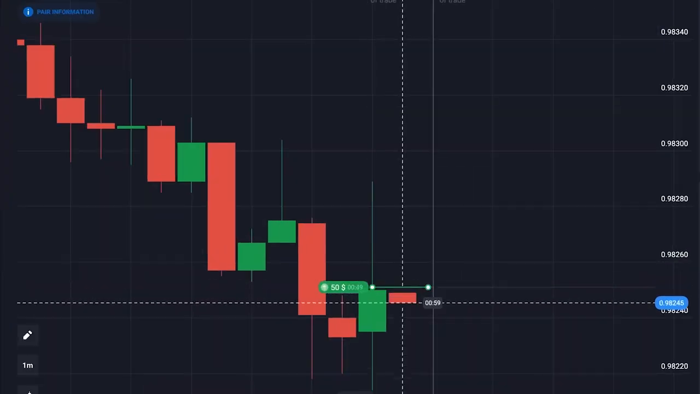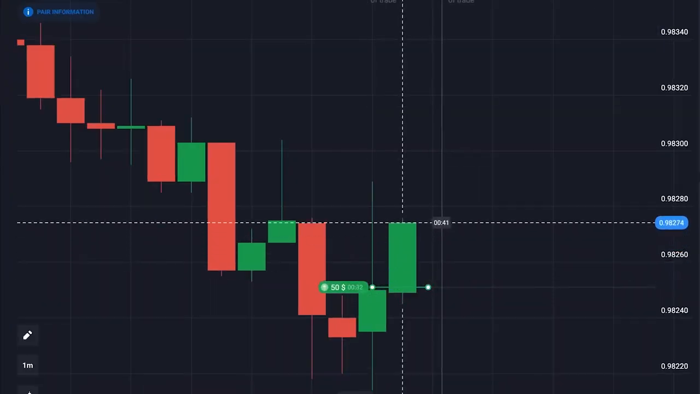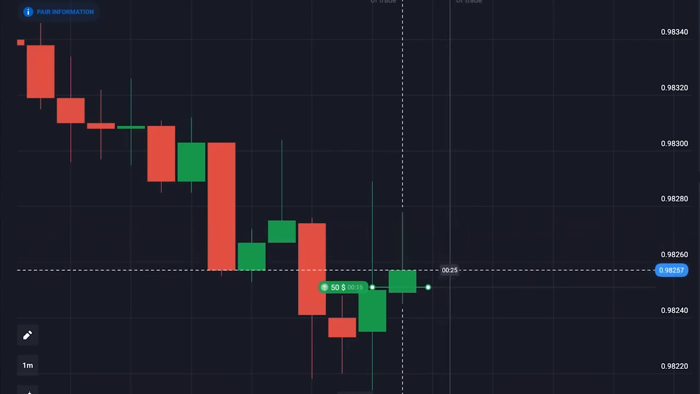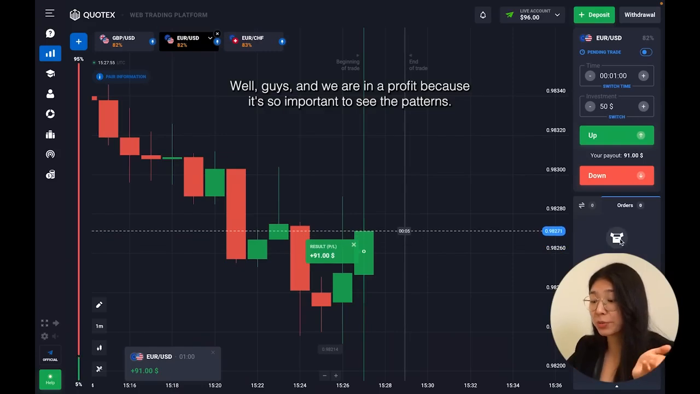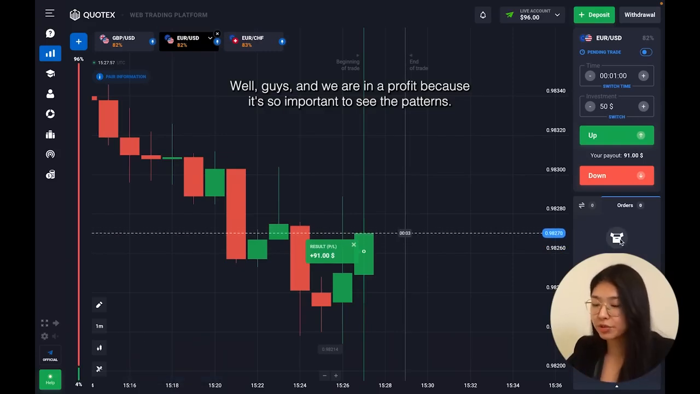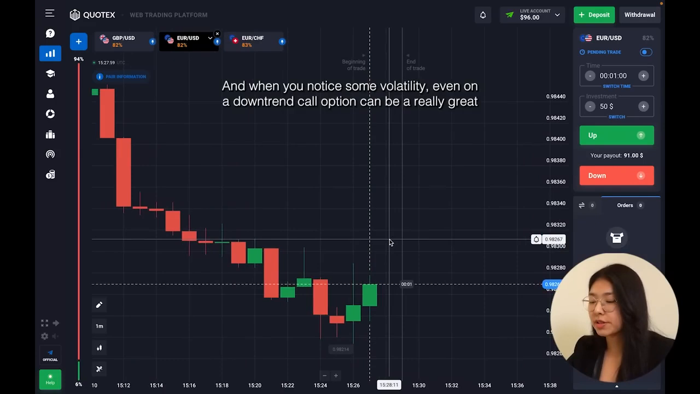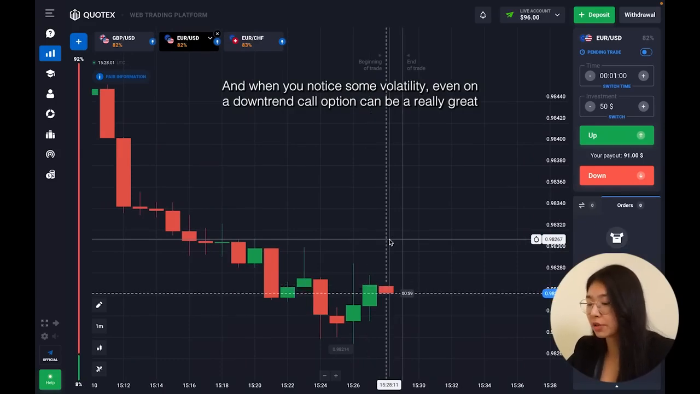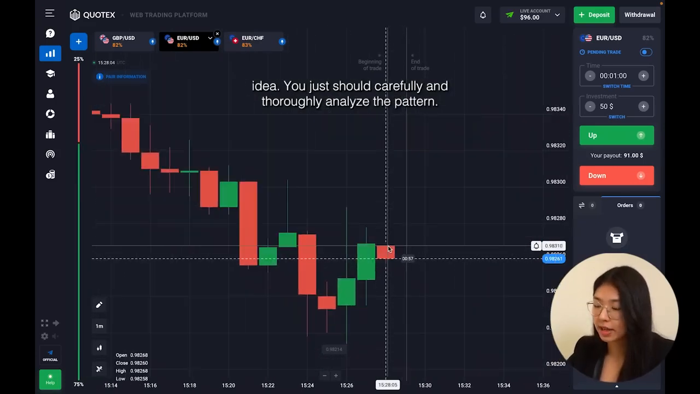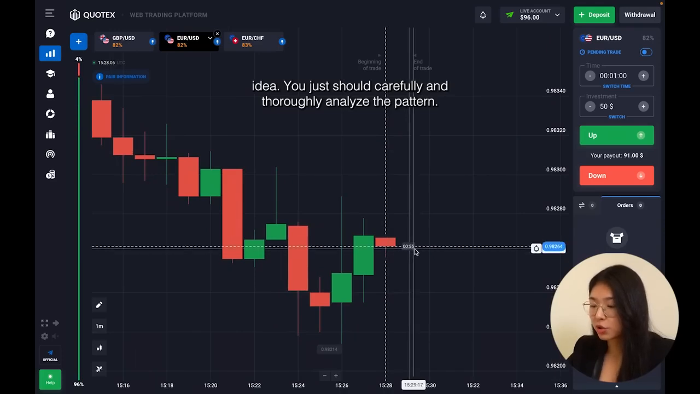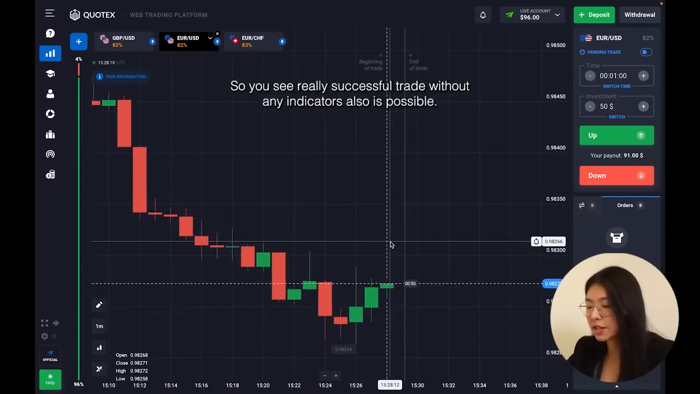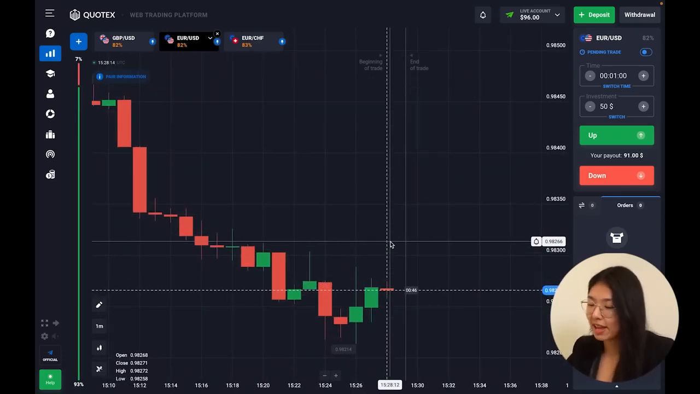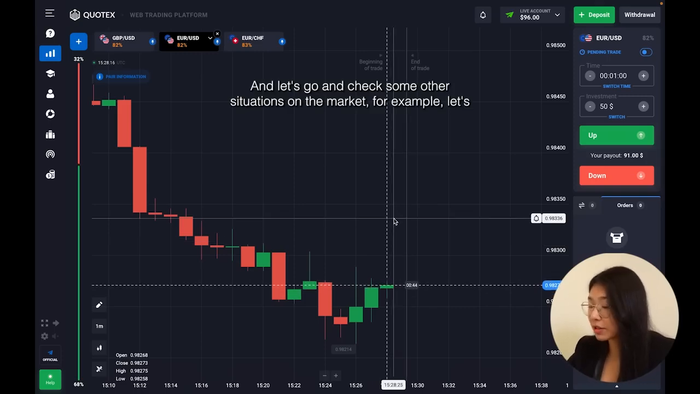right now. So, well guys, we're in profit, because it's so important to see the patterns. When you notice some volatility, even in a downtrend, call option can be a really great idea. So you just should carefully and thoroughly analyze the pattern, and you see a really successful trade without any indicators is possible. And let's go and check some other situation in the market.